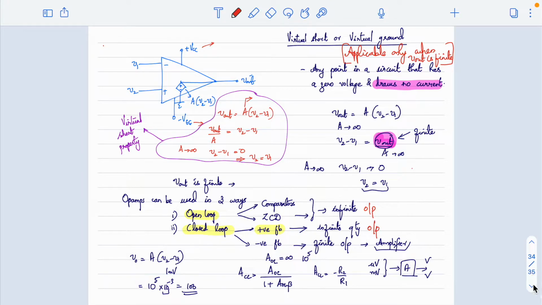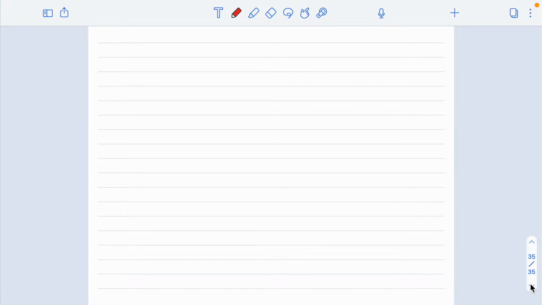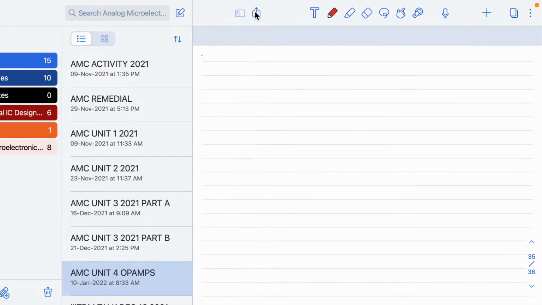So having said that, I'm just moving to the open loop applications of op-amp. So far, what we considered were all negative feedback closed loop applications. Let me start with the open loop configuration of op-amp. In that, the very first thing we will discuss is a basic comparator.